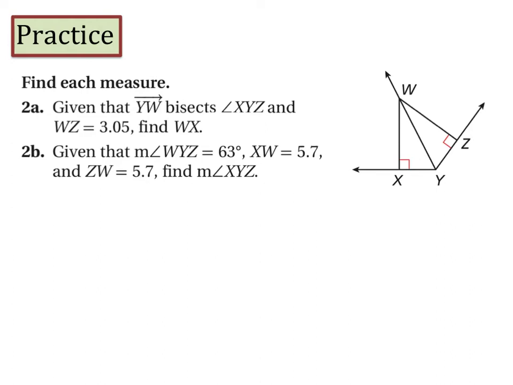Let's apply the angle bisector for these two problems as well. So we're given that ray YW bisects angle XYZ and that WZ equals 3.05. Let's find the length of WX. We're trying to find this side right here, but we know that YW bisects this angle. So both of these angles here are congruent. Now, if WZ is 3.05, we know that WX has to equal 3.05 as well.